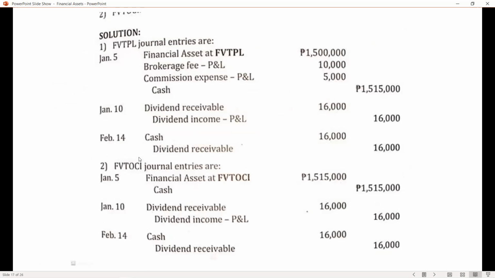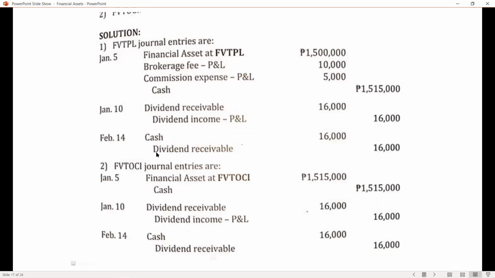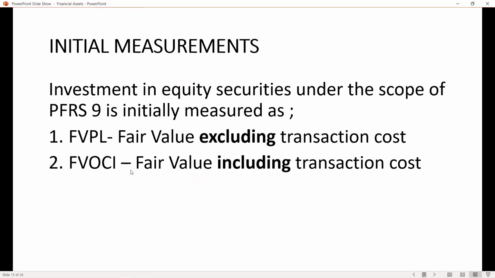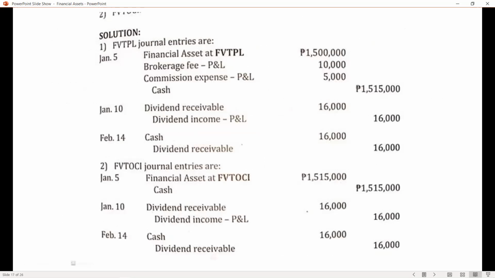And also, meron tayong part ng dividend soon na itatackle. So, later na natin i-discuss si dividend. Kasi, iba't iba yung measurement nito. Mayroong iba't ibang dividend na ma-receive.